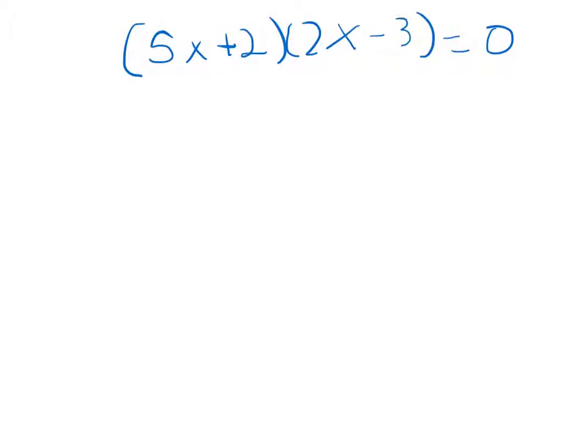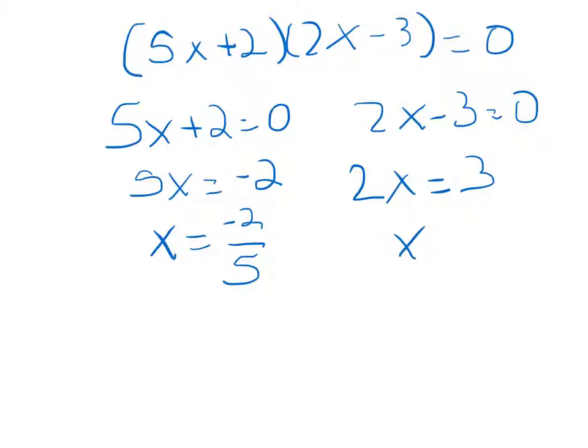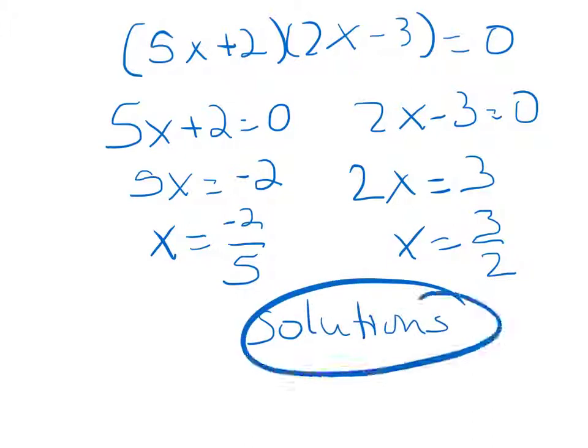Okay, finishing up this problem, we have 5x plus 2 equals 0 and 2x minus 3 equals 0. On the left, x equals negative 2 over 5. And on the right, x equals 3/2. These are the solutions.